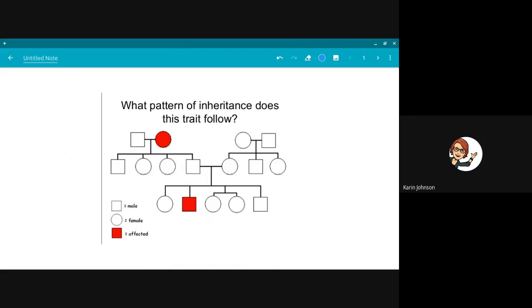Let's see if it could be a sex-linked trait. Well, I see the boy. It definitely could be sex-linked for the boy. What about the female? Let's take a look at her and see why this cannot be a sex-linked trait.